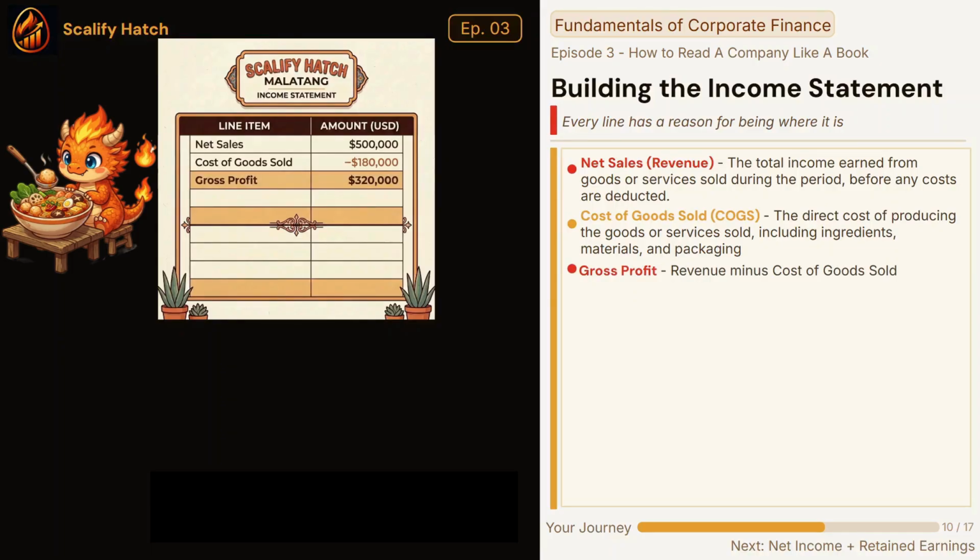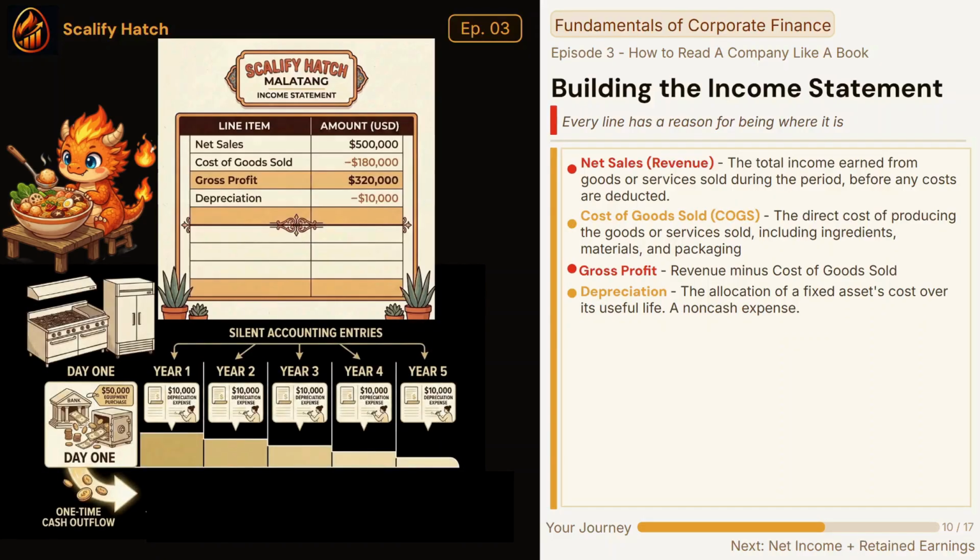After that, we have to subtract depreciation. So I would need to explain this a bit more. When we opened the restaurant, we bought $50,000 worth of kitchen equipment. That $50,000 left our bank account on day one, but the equipment doesn't get used up on the first day. It serves the restaurant for years, cooking thousands of bowls of malatang, generating revenue over time. So an accountant asks, should we record the entire $50,000 as an expense the day we bought it, or should we spread that cost over the years it helps generate revenue? The answer is to spread it out, and this is called depreciation.